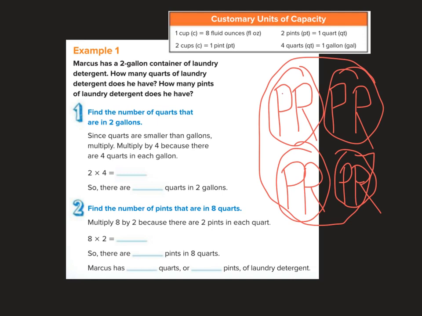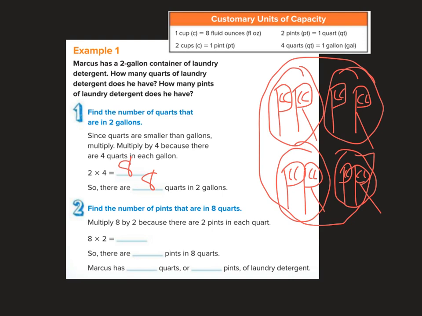Inside each pint is 2 cups. So the question is, in 2 gallons, how many quarts? If 1 gallon has 4 quarts, 2 gallons is going to have 8 quarts. So we're going to put an 8 here. There are 8 quarts in 2 gallons.